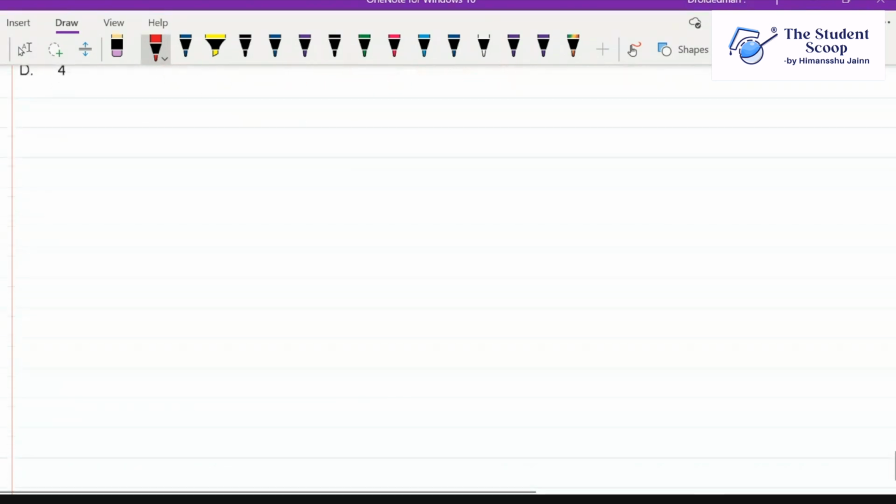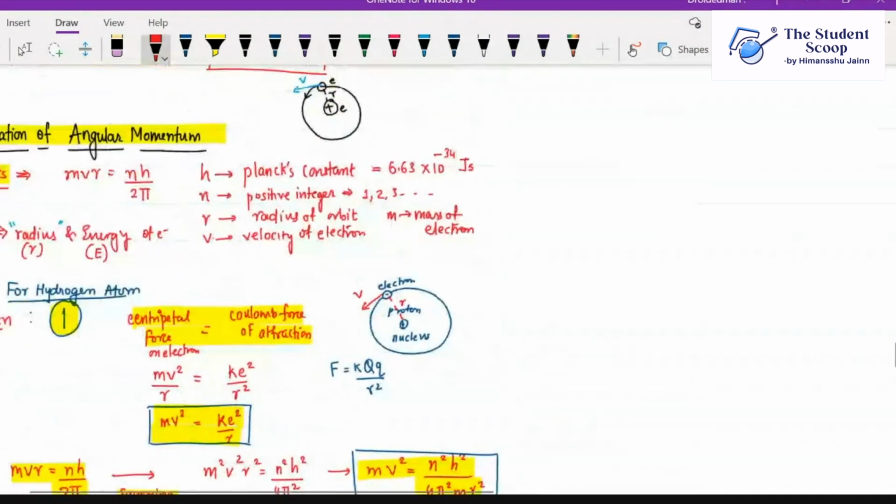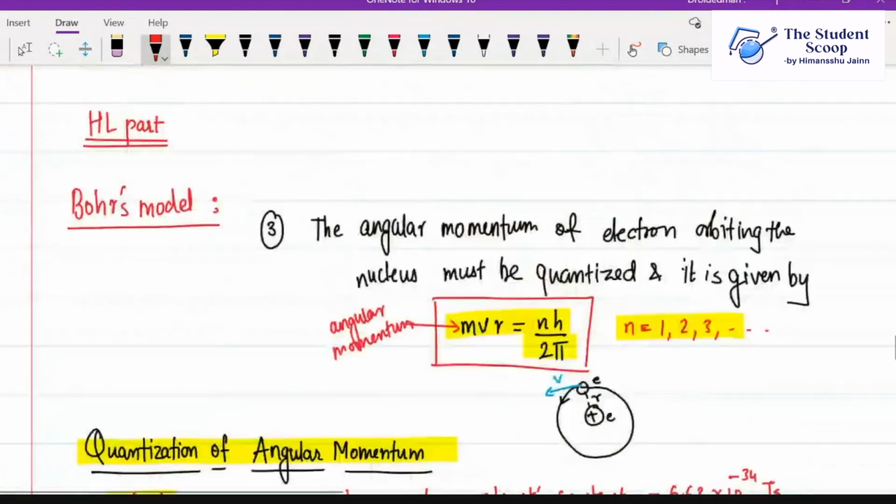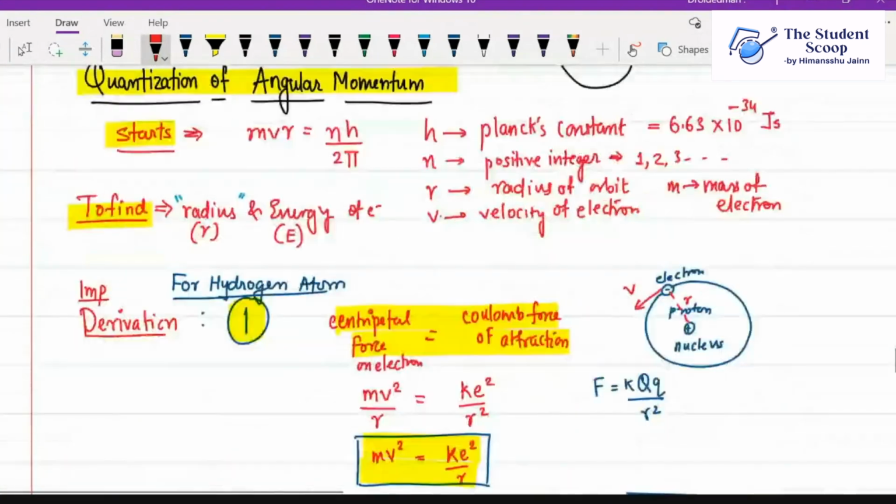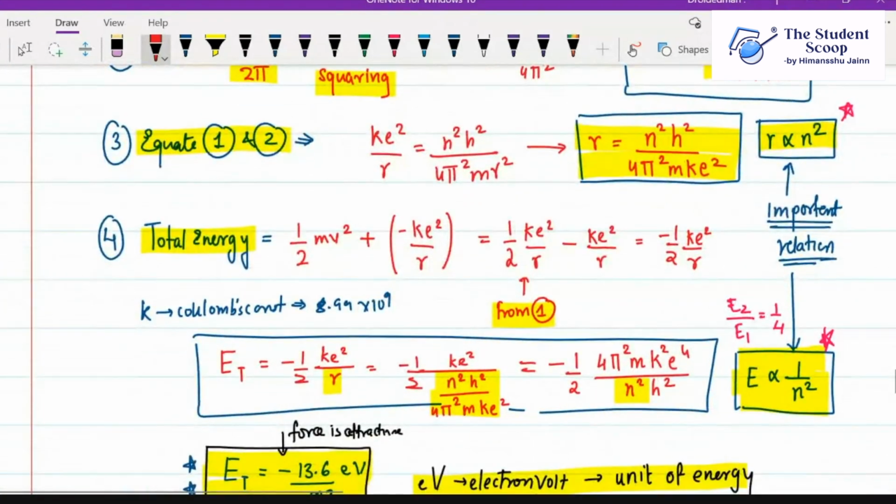Okay, so this is how we can expect questions from this unit. These are quantization of angular momentum related questions. Okay, so this completes our E1 with HL and SL part.